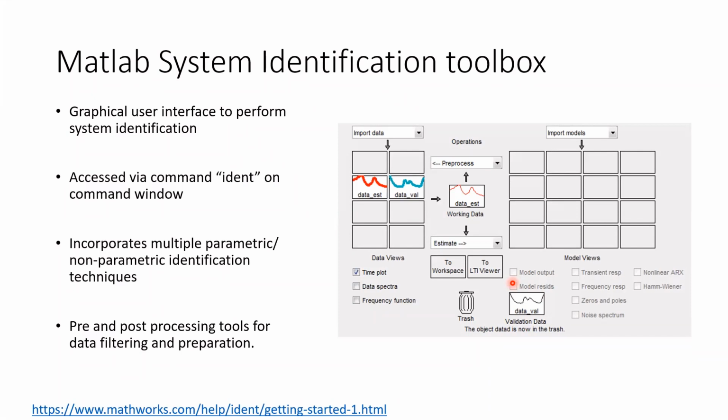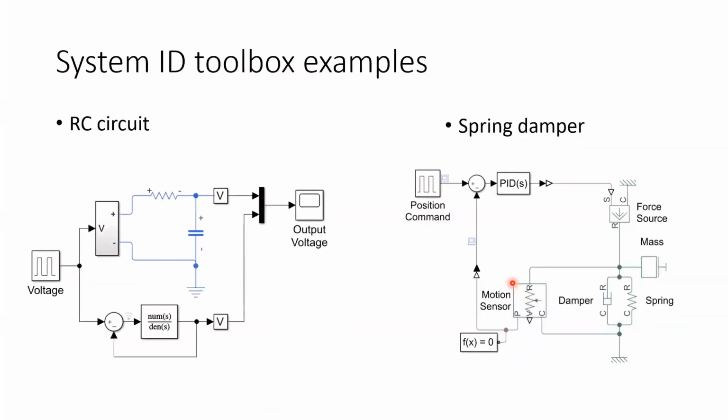So for today's tutorial, we're going to cover two systems. In this case, one is the RC circuit based on Simscape, and the other one is the spring damper. I guess you remember this one from the previous lab, and also this one too. So today we're going to go more into system ID in order to perform the methodology mentioned before.